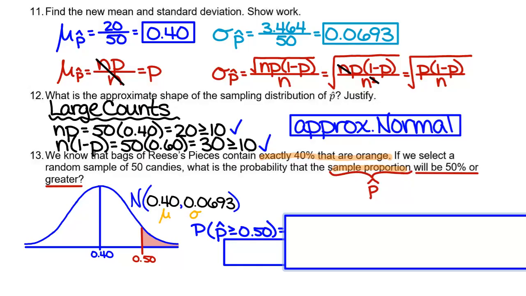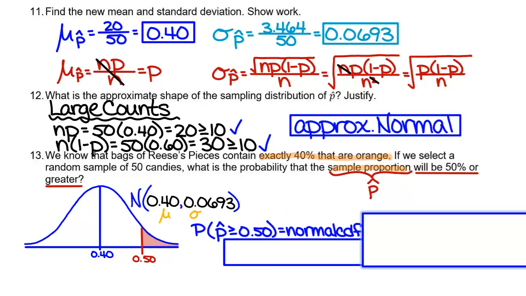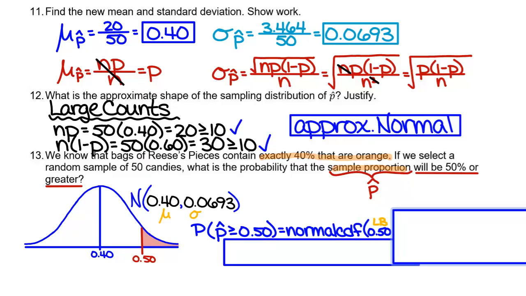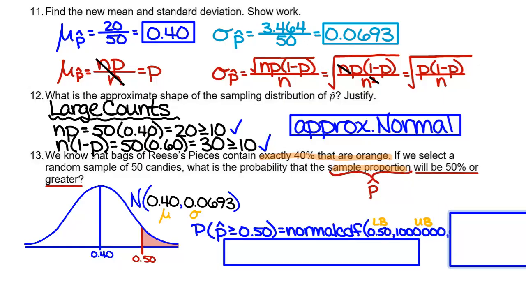How am I actually going to calculate this now? Normal CDF. What's my lower bound? 0.5. Upper bound? Something stupid big. 1 million. Sounds good. 0.4 for the mean. 0.0693 for the standard deviation. Because the standard deviation is so low, is it fine if we do something like 10 for your upper bound? Yeah. Technically speaking, because these are proportions, these are like percents, 1 would be a perfectly fine upper bound here because we can't go over 100%. We can never have a proportion that's more than 1.